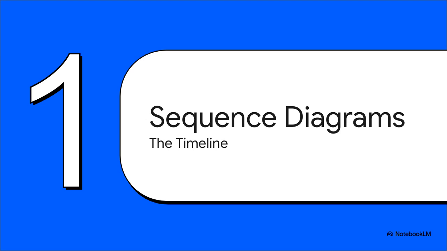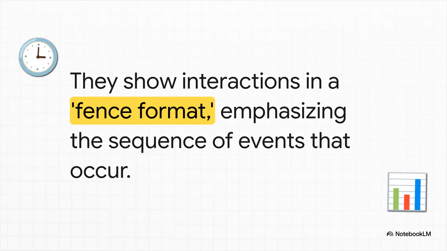First up, we've got sequence diagrams. And honestly, the best way to think about these is as a timeline. Their entire job, their whole reason for being, is to show you the sequence of events one after another as they happen over time. The source material calls this a fence format, which is a pretty cool way to put it. Just picture it. All the objects are lined up at the top like fence posts, and you see the messages getting passed back and forth between them. It's this really clean, linear view that makes it crystal clear what happens first, what happens next, and so on.